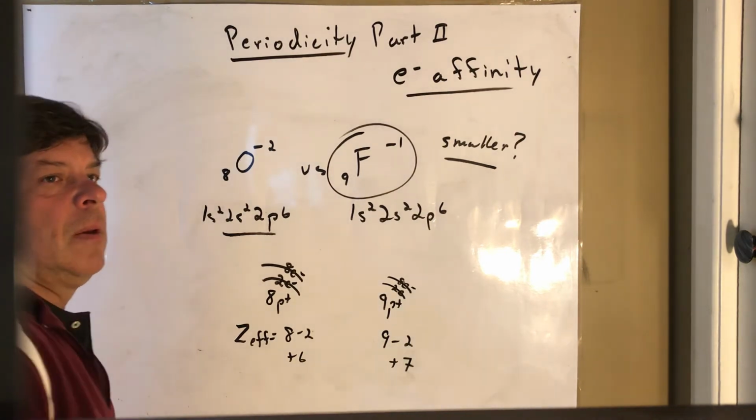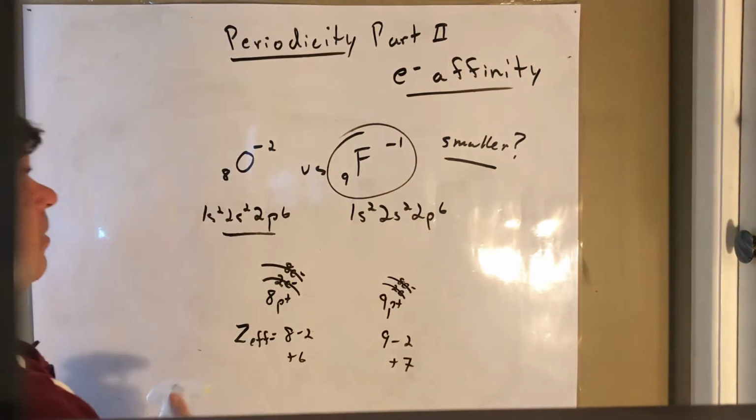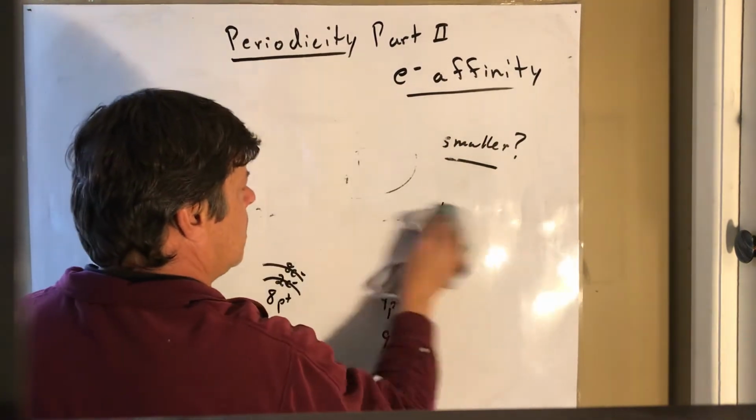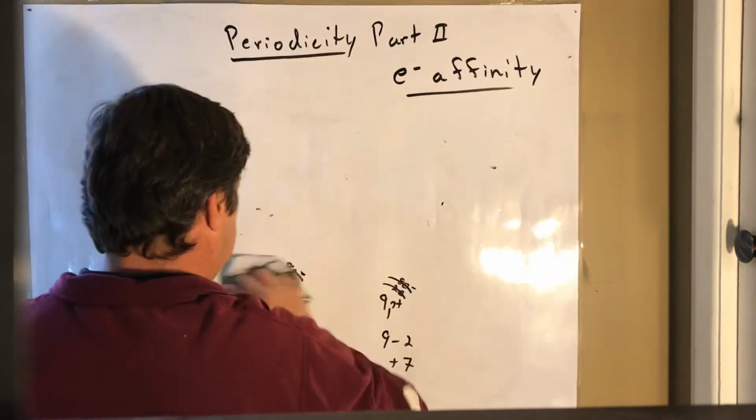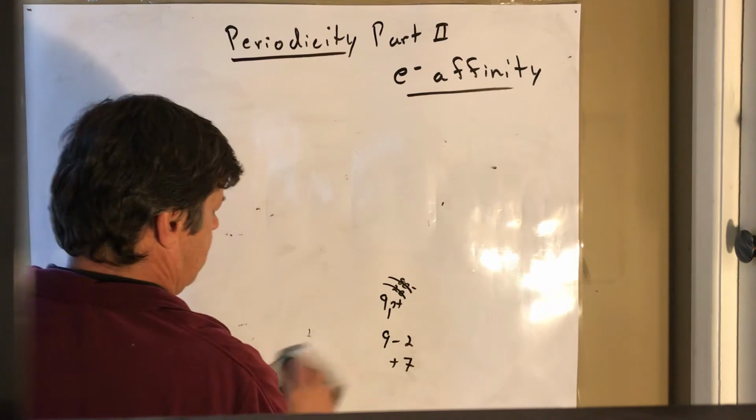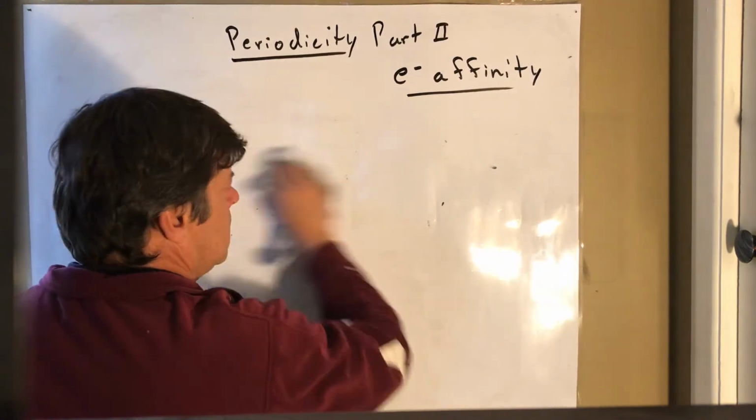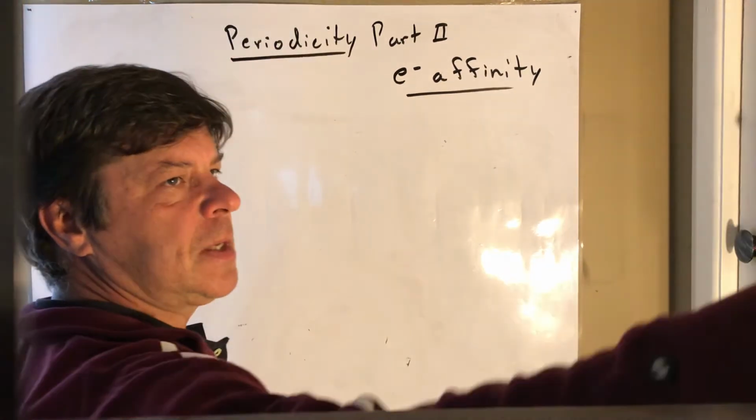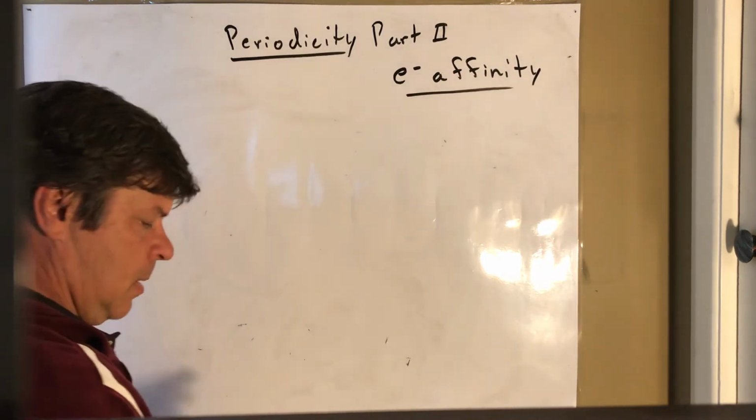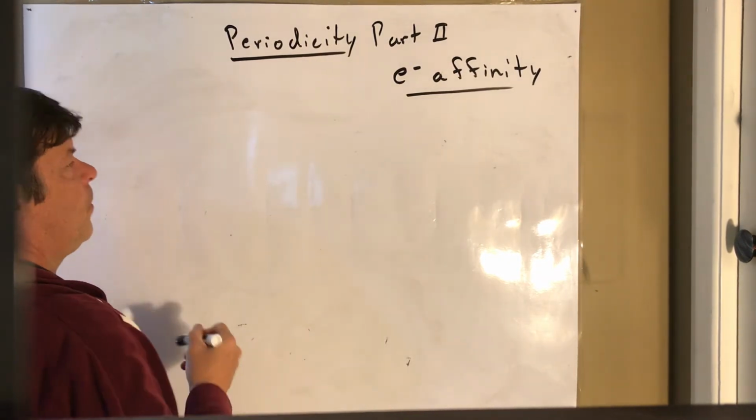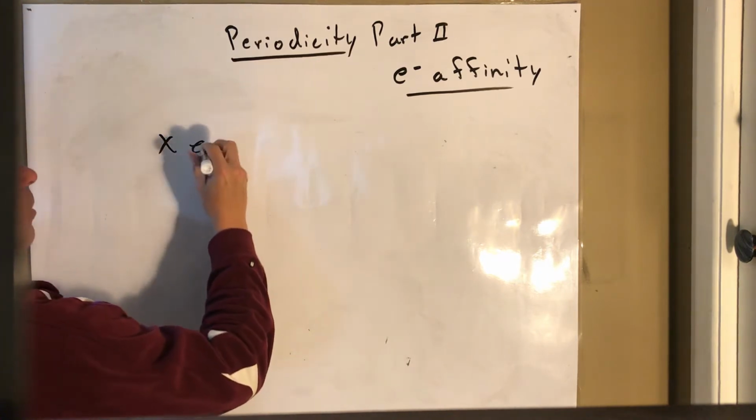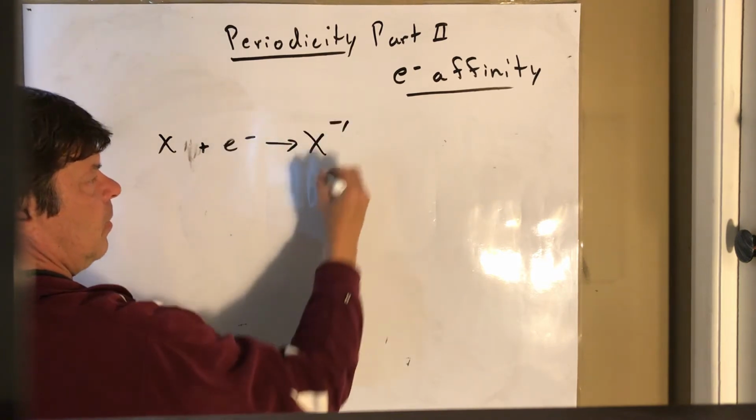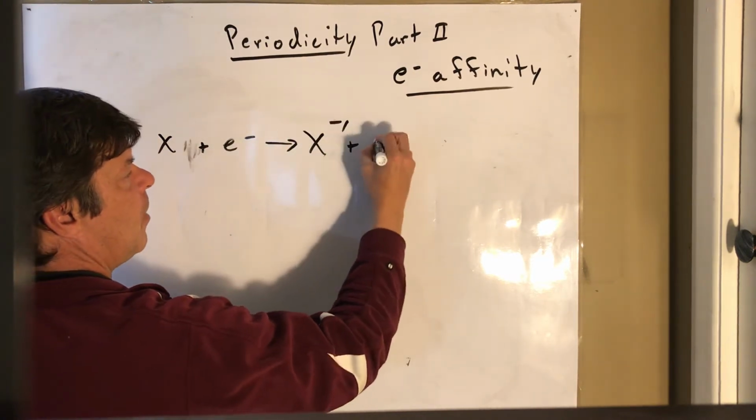Let's look at electron affinity. Let me erase this. Look at that word affinity, liking for, right? What atoms like electrons? Yeah, non-metals, right? So let's look at the definition first. So it's basically, if we have an element and we push an electron into it, we'll get an anion, and some energy will be released.